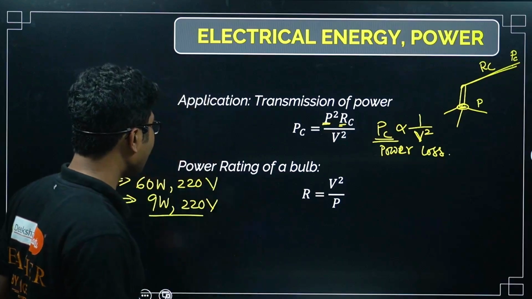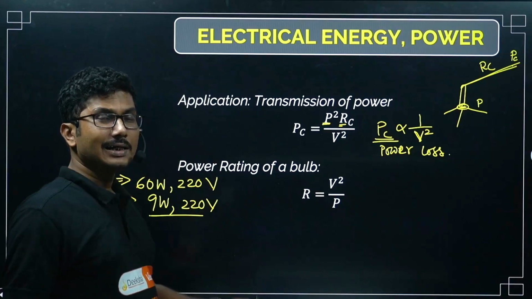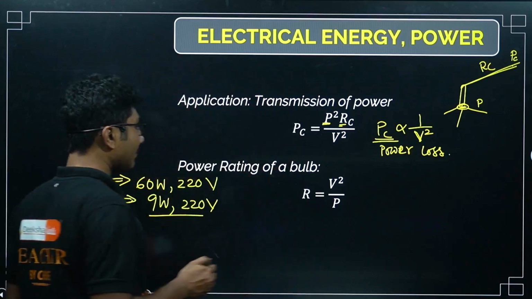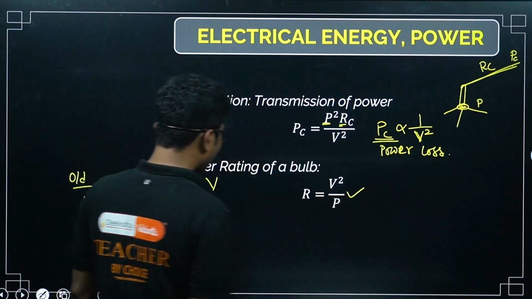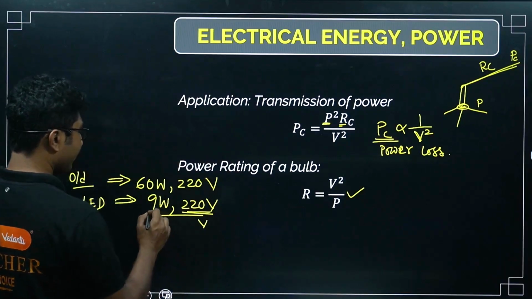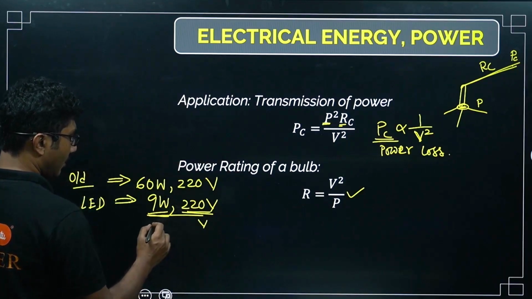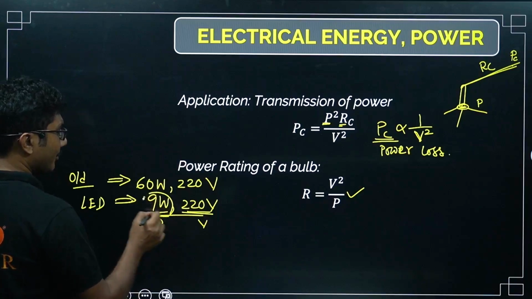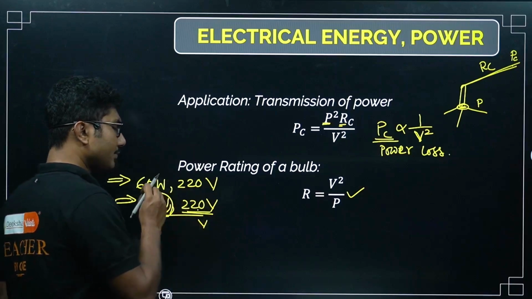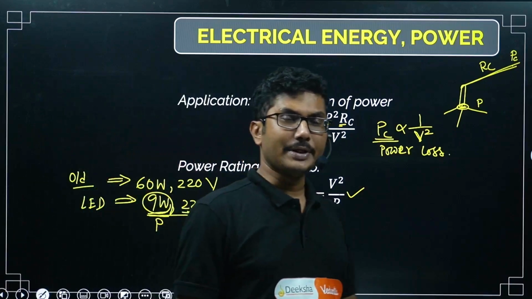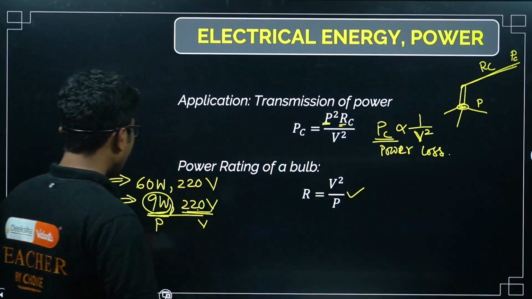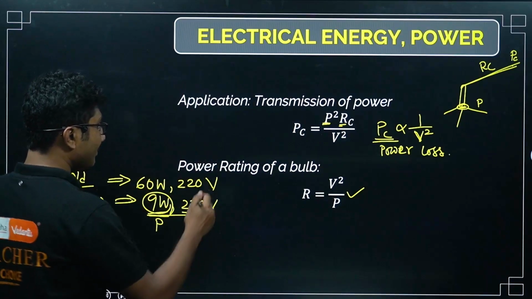What is the meaning of that? The bulb has an internal resistance. They are not telling you the resistance, but you can calculate the resistance using these values. This value is V, and this value is P, the power. When you connect this bulb to a 220 volt supply, it will use 9 watt power. That is the meaning of this rating. Now tell me, what is the resistance of this bulb?